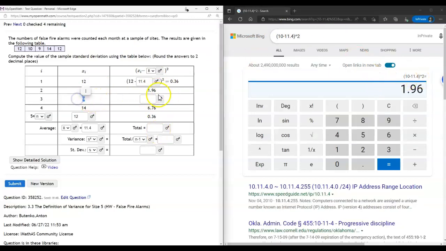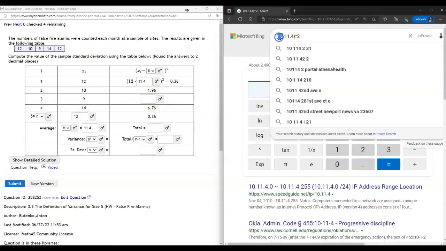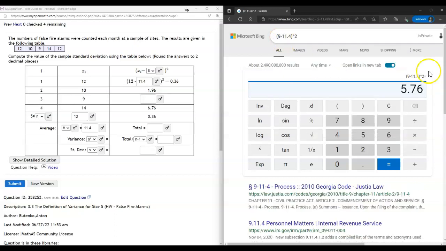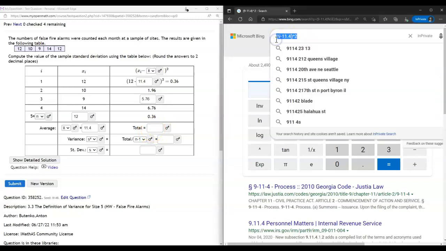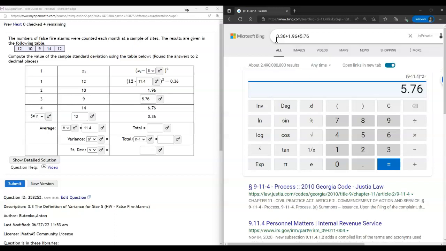So now, for computing this part of the table, for the third entry, 9, all I have to do is just replace 10 with 9, press enter, and that's just 5.76. And now we are done with the last column, so we can continue and compute the total. Again, that's just literally what it says. It's just the total. I'm going to type it up here.